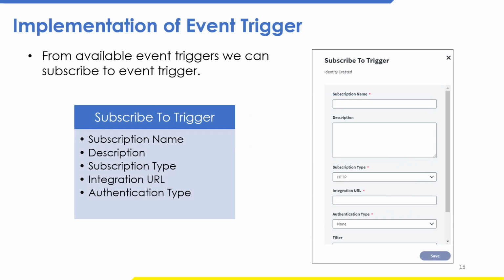Let's have a discussion of implementation of event trigger. From the available event triggers, we can subscribe to the event trigger which we require. We need to provide the subscription name, description, and we need to choose the subscription type. Next, we need to provide integration URL and the authentication type. In subscription type, we have HTTP and Amazon Event Bridge. First, we understand about HTTP subscription type in the next slide.